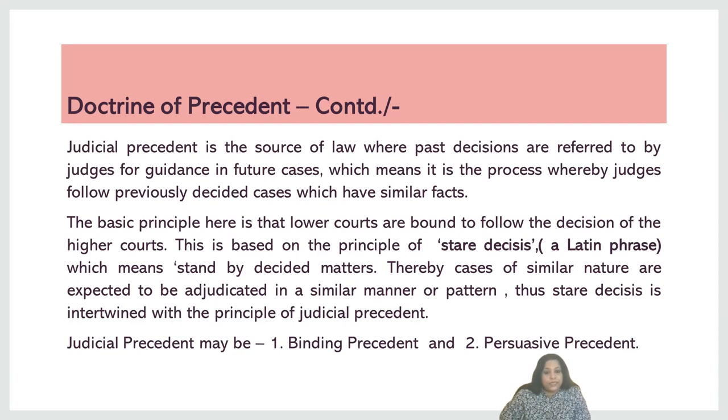Thus stare decisis is intertwined, that is, intermingled, with the principle of judicial precedent. So judicial precedent may be binding precedent, or it may be persuasive precedent. So judicial precedents can be bifurcated into binding precedent and persuasive precedent. What is binding? Binding, by the very term that is used, means that the lower courts are bound by the decision of the higher court. For example, the decision of the Supreme Court of Somalia is binding on the lower courts.